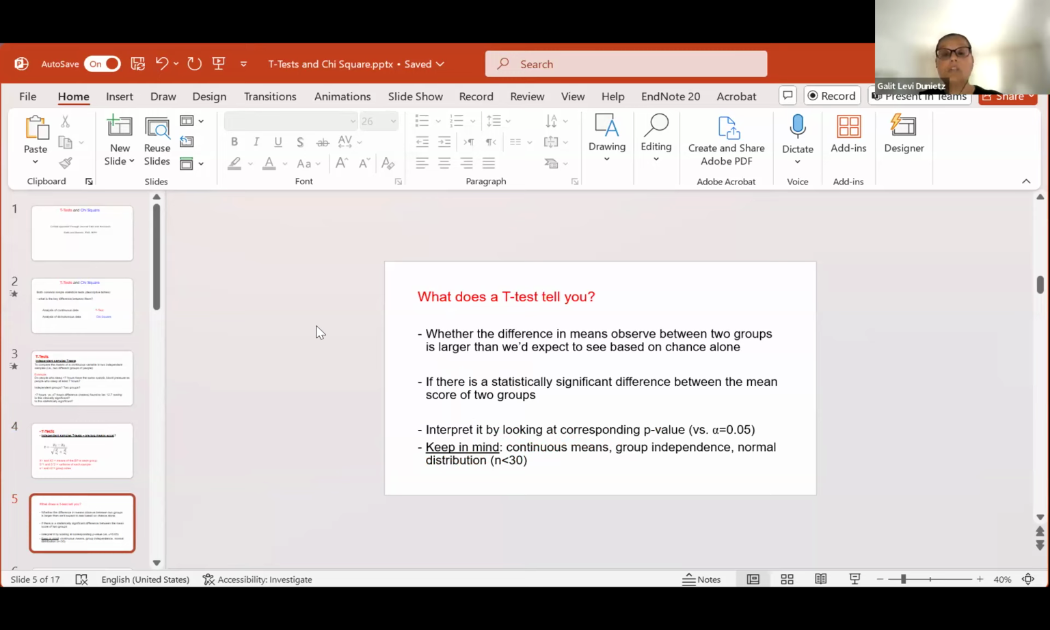The test statistic corresponds to a probability, and this probability is then compared to our alpha of 0.05. If the corresponding probability of the test statistic is larger than 0.05, then this is not statistically significant. If it's smaller than 0.05, then it is statistically significant.